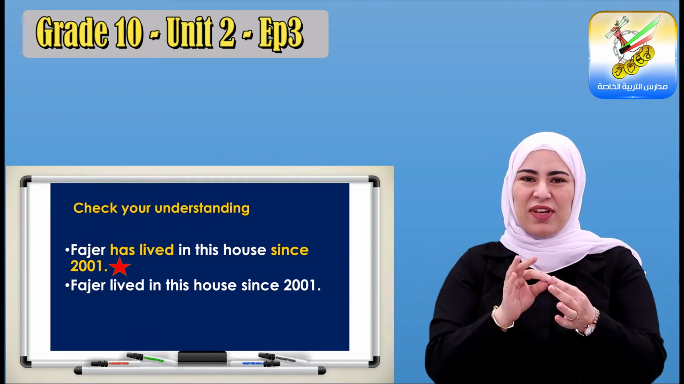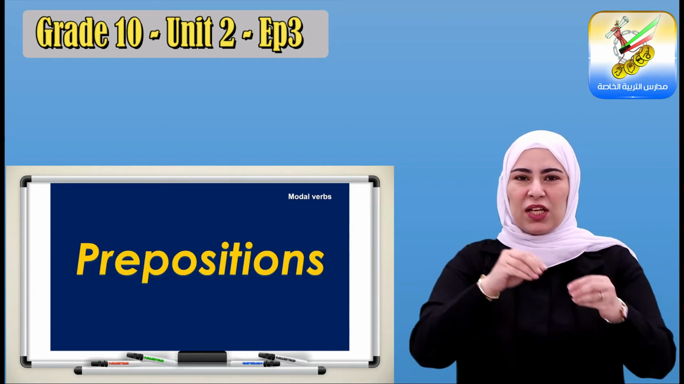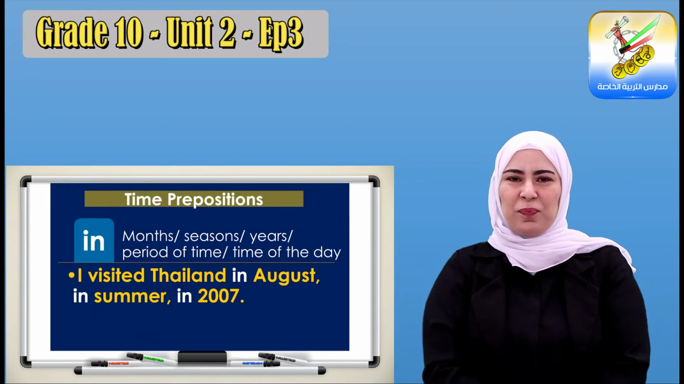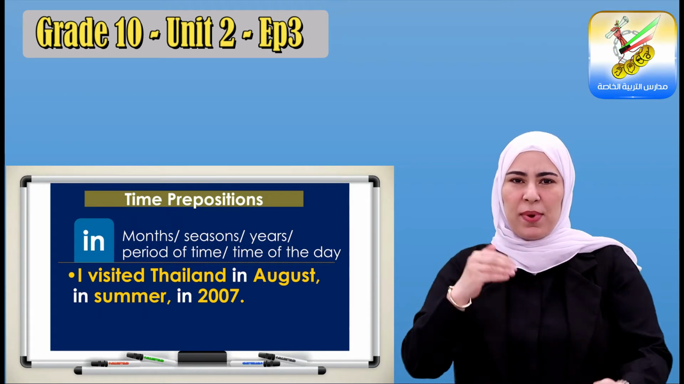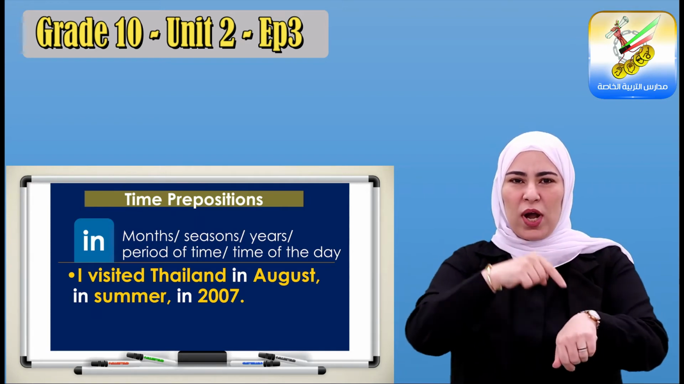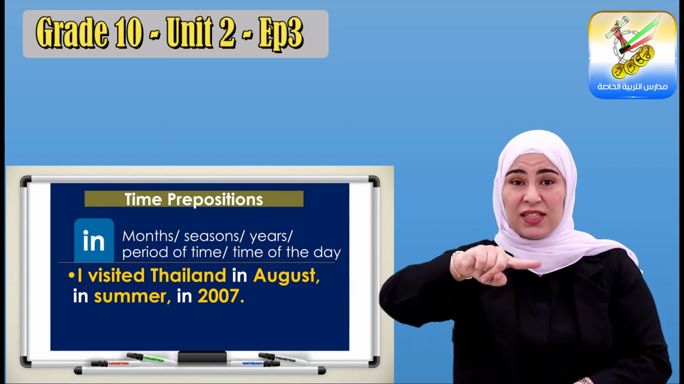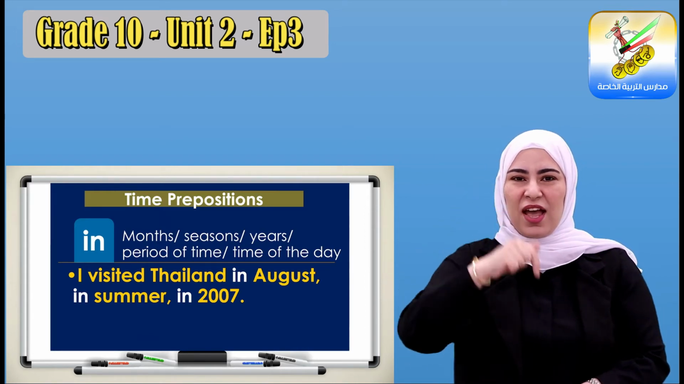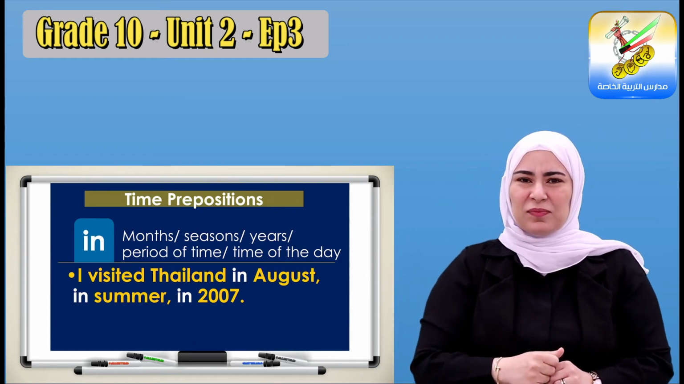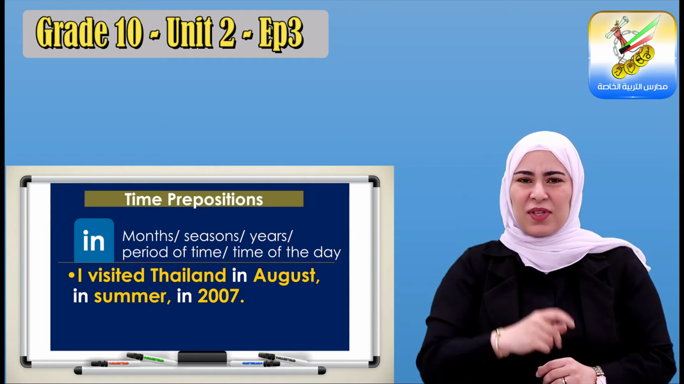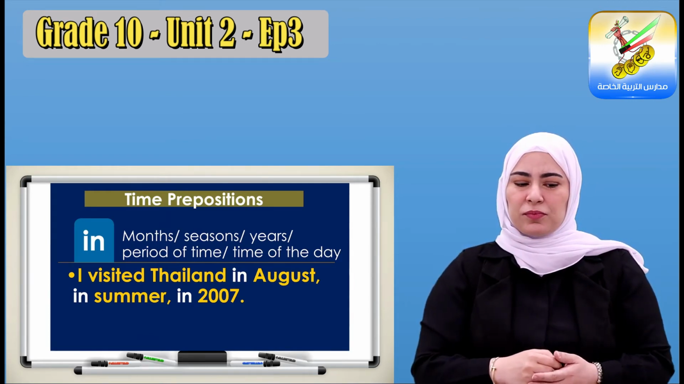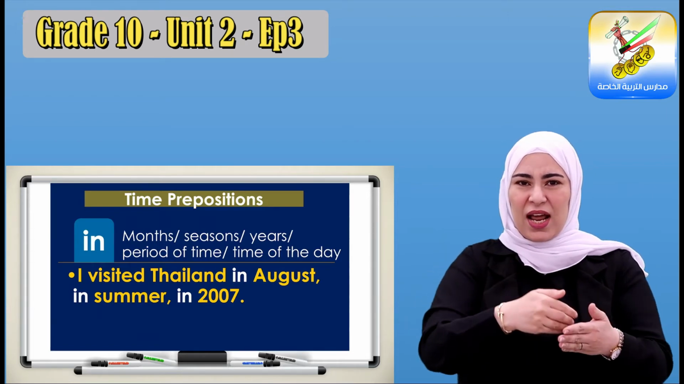Now, let's learn more about prepositions. You all know the prepositions. Time prepositions. In. Now, we use in when we want to refer to months, seasons, years, period of time, or time of the day. For example, when I say, I visited Thailand in August, in summer, in 2007. Now, in August is a month. In summer is a season. In 2007 is a year. So we use in if we're talking about months, seasons, years, period of time, or time of the day.